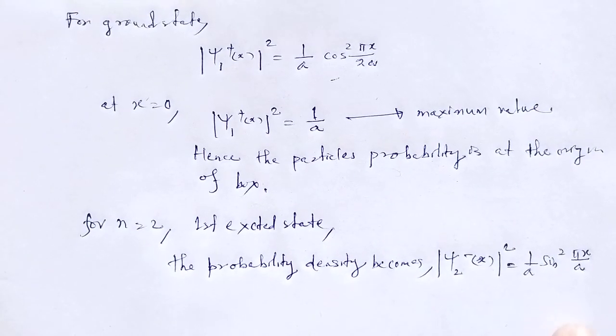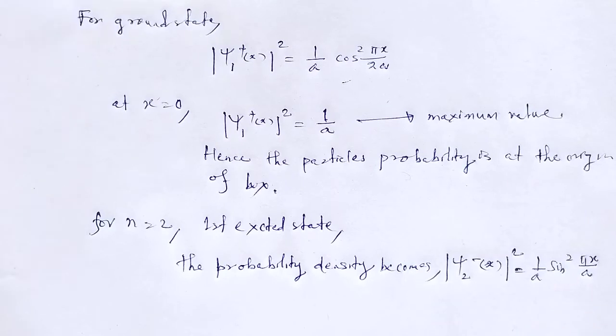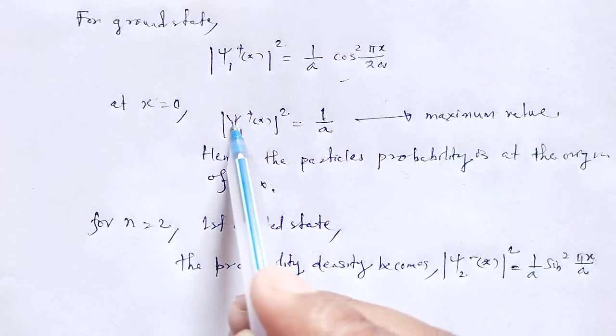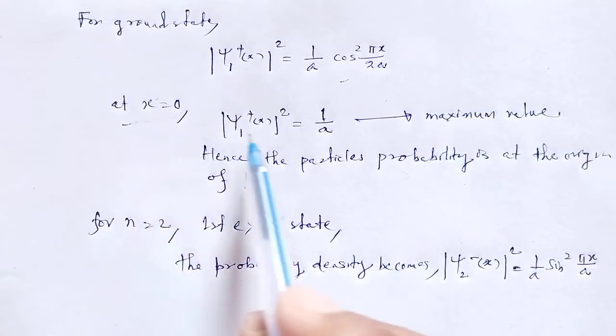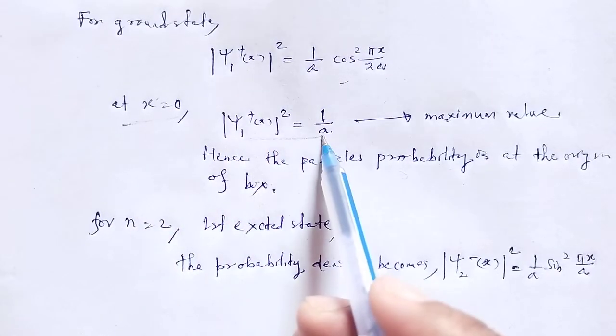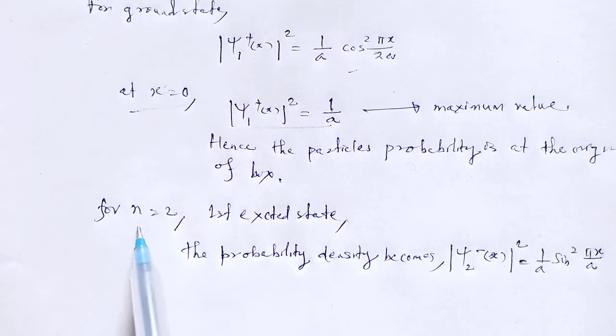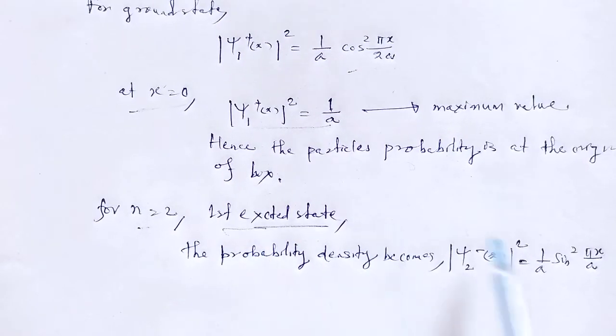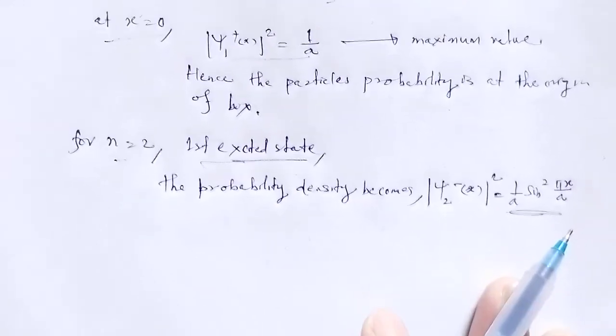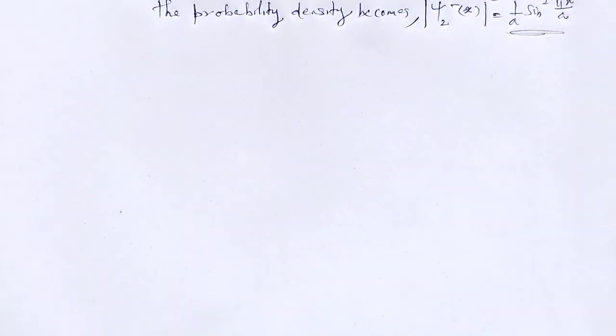But actually, that is not equally probable for finding the particle inside the box. For different energy states, the values are different. At the ground state it will be this, and when n is equal to 2, the first excited state, it will be different. So it contradicts the classical results.